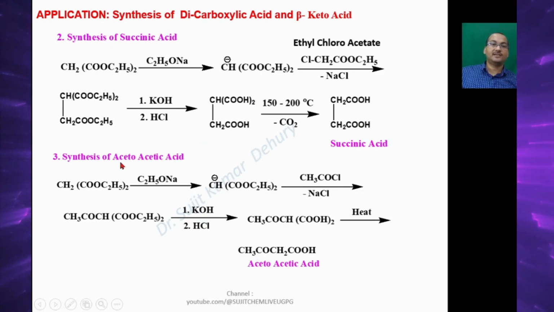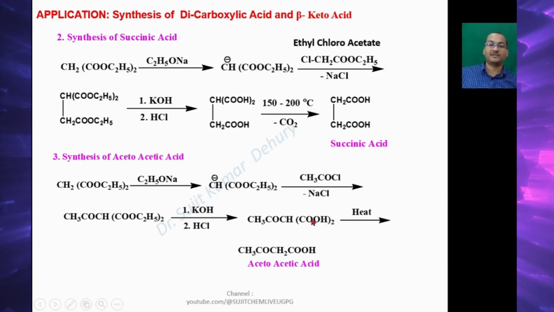Similarly, synthesis of acetoacetic acid can be done. Diethyl malonate reacts with sodium ethoxide, you get this carbanion, CH minus, with the two CO2C2H5 groups. Then you can react with acetyl chloride, giving rise to this product, upon hydrolysis with potassium hydroxide and further reaction with HCl, giving rise to CH3CO-CH(COOH) twice. Upon heating, it will lose one molecule of carbon dioxide, giving rise to acetoacetic acid, CH3COCH2COOH.